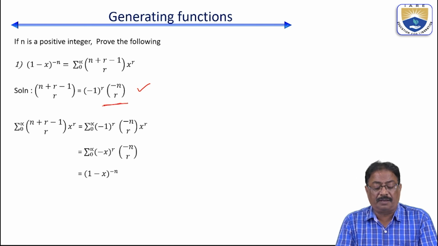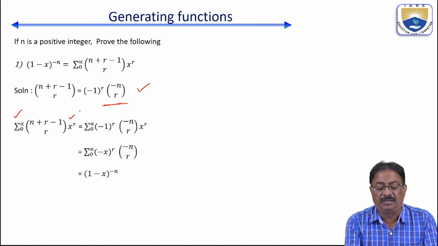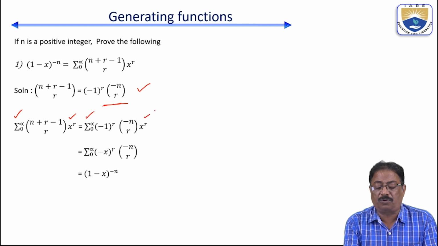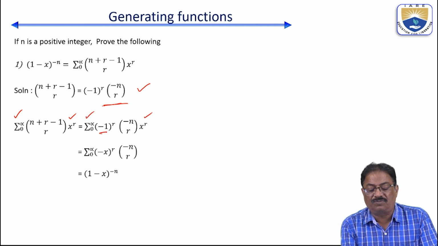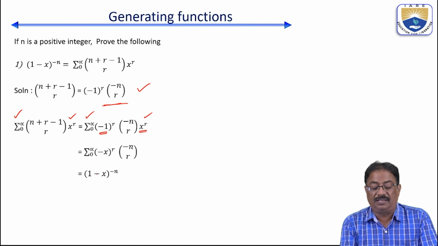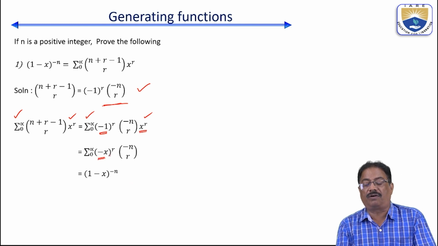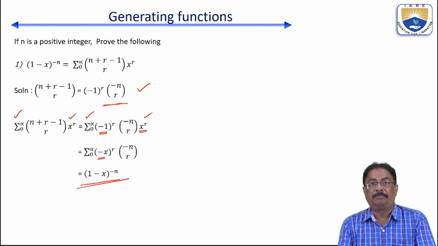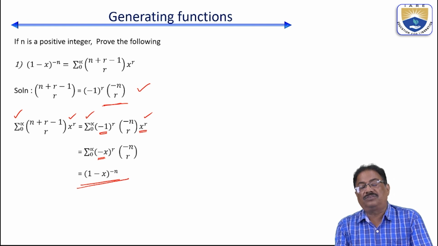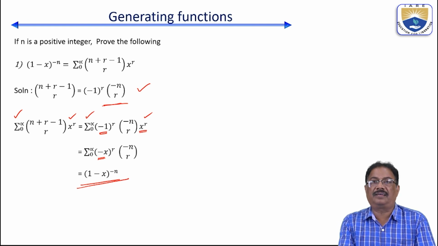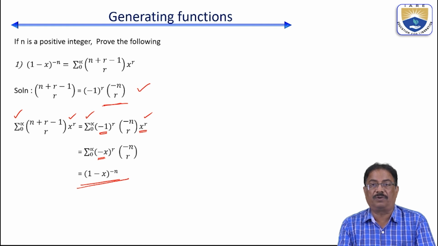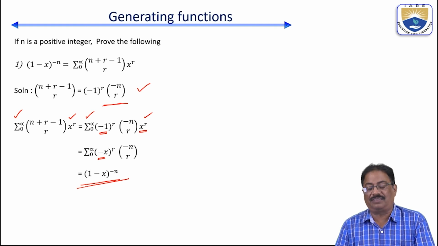Then taking summation on both sides, and multiplying by x to the power of r on both sides, this is minus 1 to the power of r and x to the power of r, which will become minus x to the power of r. So this is the expression for 1 minus x whole to the power of minus n. Instead of taking positive expressions, we know 1 plus x whole power n, and so on. Now we need to calculate 1 minus x whole to the power of minus 5, minus 6, minus 7, and so on.